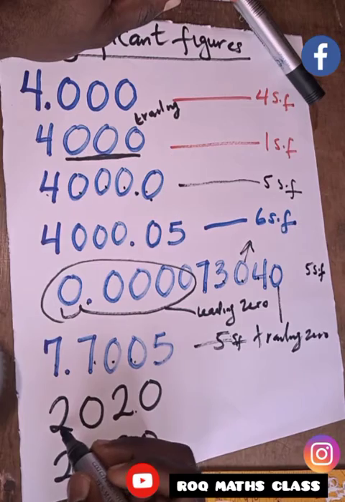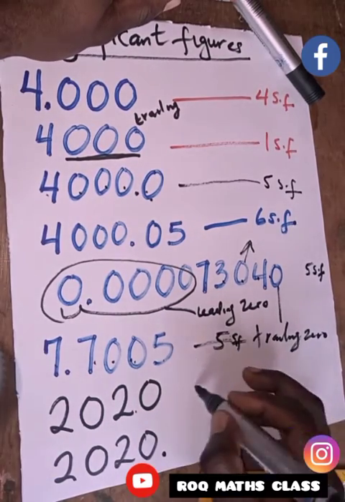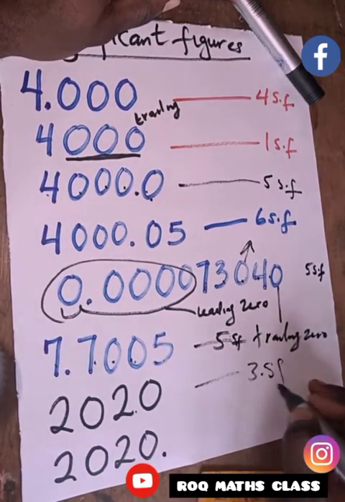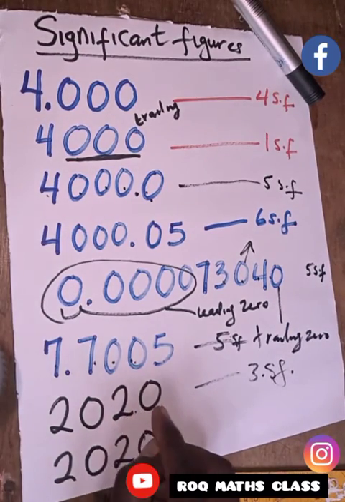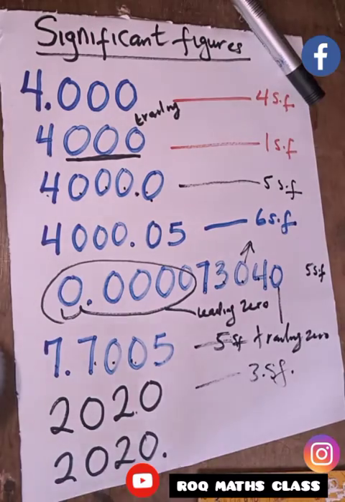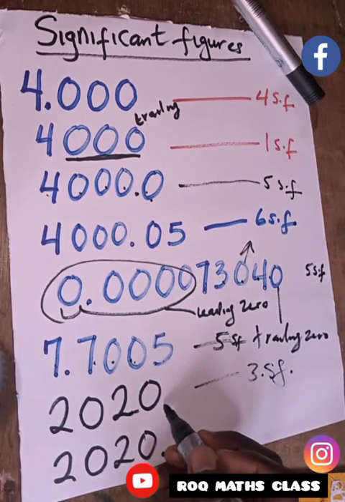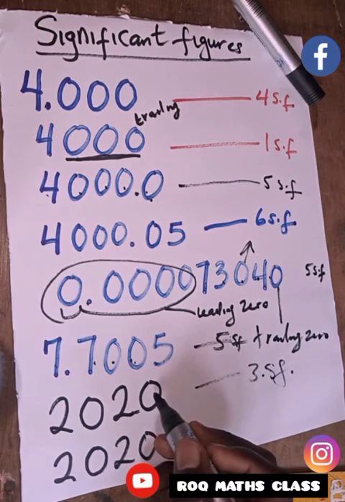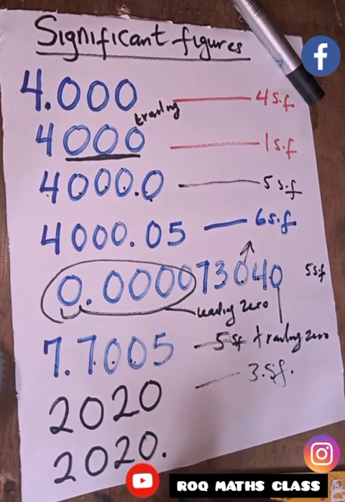What about this? 2020, which is 2000 and 20. How many significant figures do you have here? Is it 4? No, it's just 3 significant figures. Because this 0 after this 2, we can't count it because it does not have a decimal point. If we have a decimal point here, it's going to be 4. We can only count a trailing 0 when it has a decimal point.